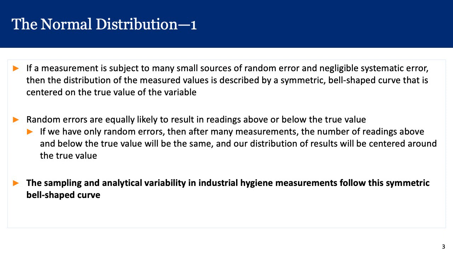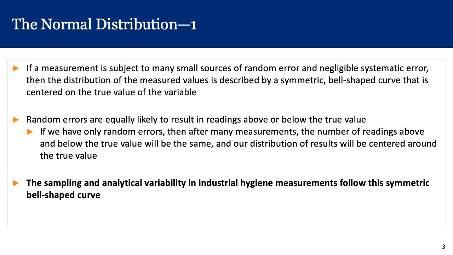So if a measurement is subject to many small sources of random error and negligible systematic error, then the distribution of measured values is described by a symmetric bell-shaped curve that is centered on the true value of the variable. And random errors are equally likely to result in readings above and below the true value. And if we have only random errors, then after many measurements, the number of readings above and below the true value will be the same, and our distribution of results or observations will be centered around this true value.